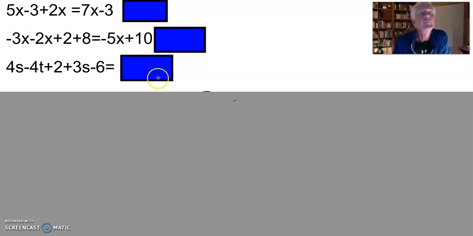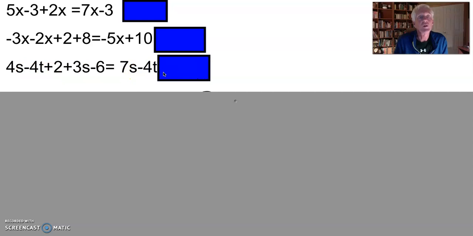And the last one, we've got 2 different sets of families and the constants. We have the s's. We have 4s, and way over here, we have +3s. That'd be 7 s's. And we look again, we have 4 t's, but be careful, warning, warning. -4t is being subtracted. So we subtract 4t. And we have constants of 2 and -6. 2 minus 6 is -4.